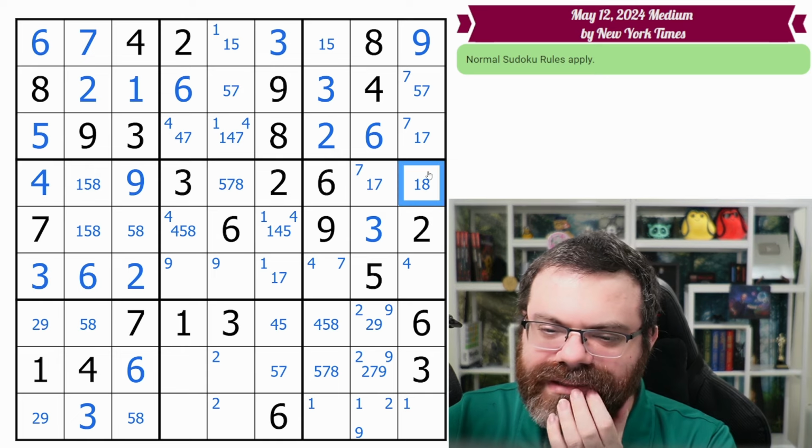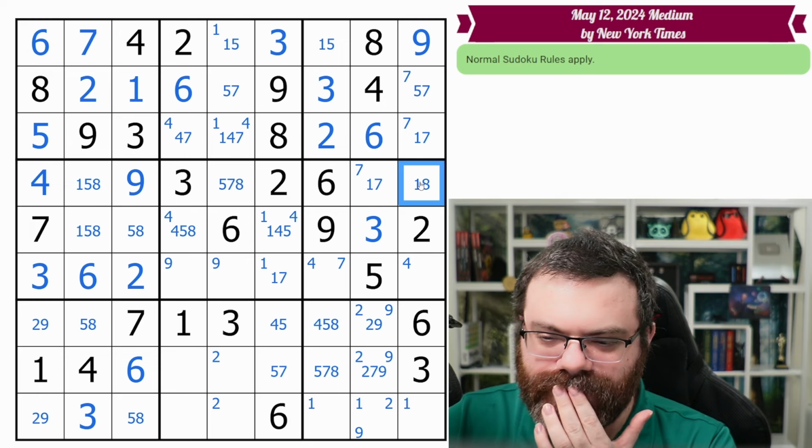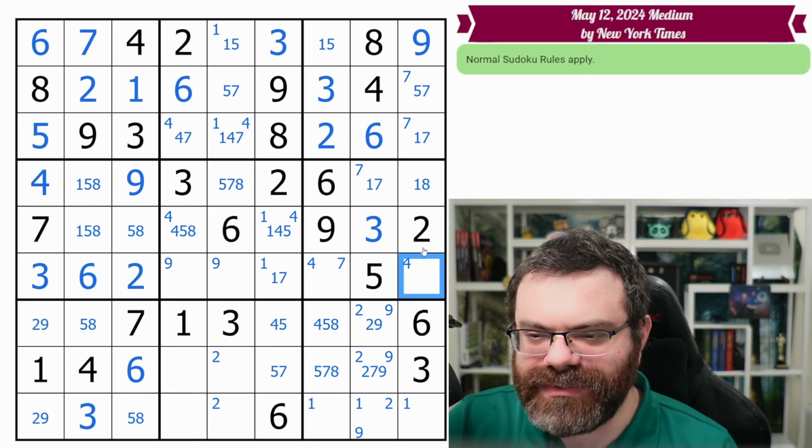This is down to 1, 8. Could that be helpful in some way? Not that I can tell. This can't be 5. The column still needs a 5.